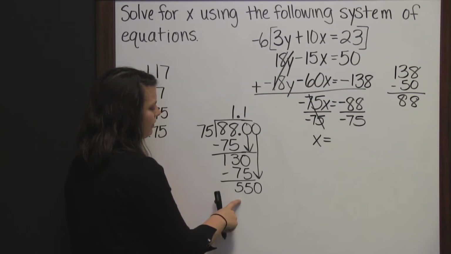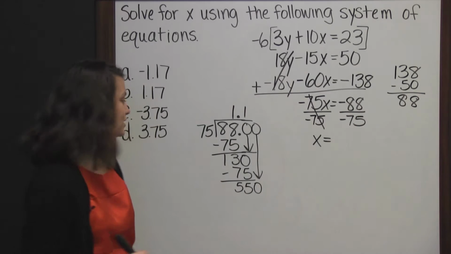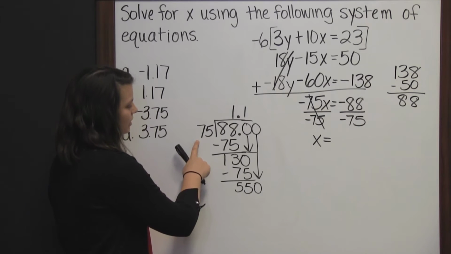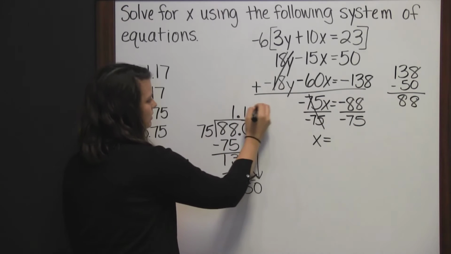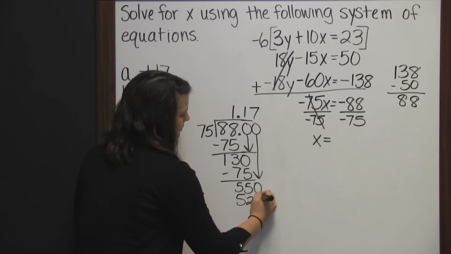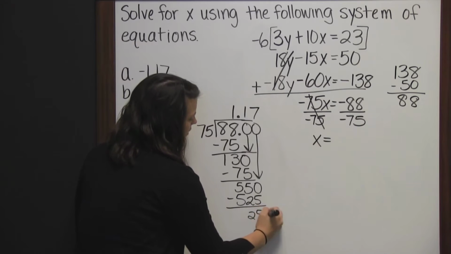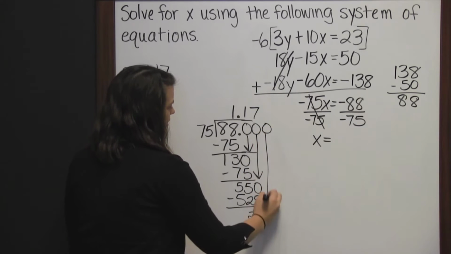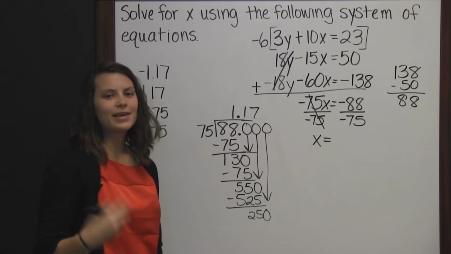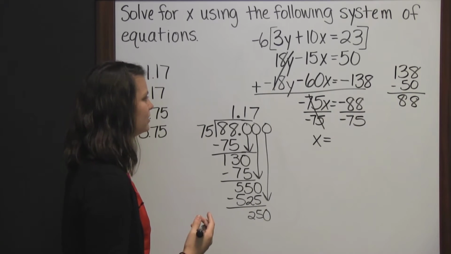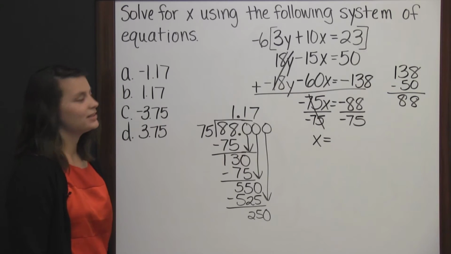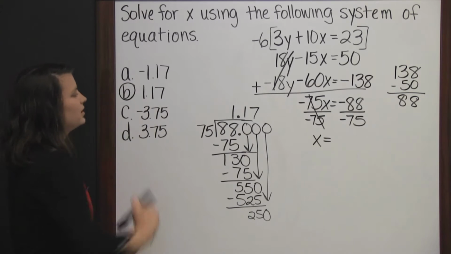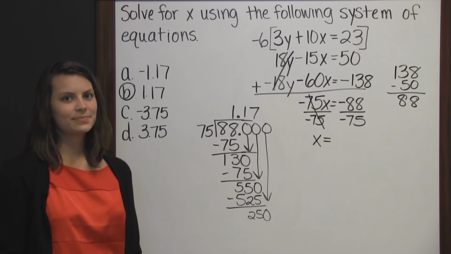And 75 goes into 550, I believe, 7 times. 7 times 70 is 490. 7 times 5 is 35, so that'd be 525. We subtract and we get 25. Add a 0, bring it down. And we could keep on going, dividing until we find the end. But since this is multiple choice, we can already see which answer choice is correct. And that would be answer B, 1 17/100.